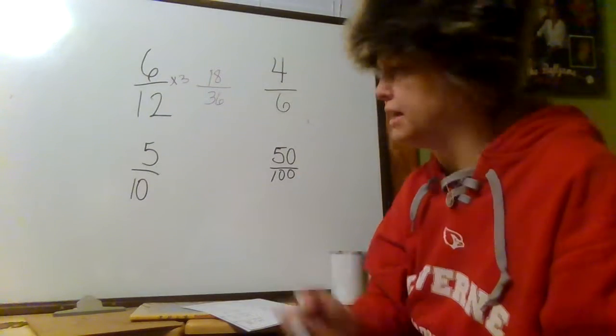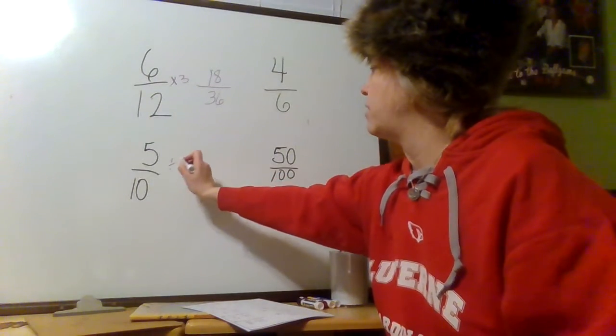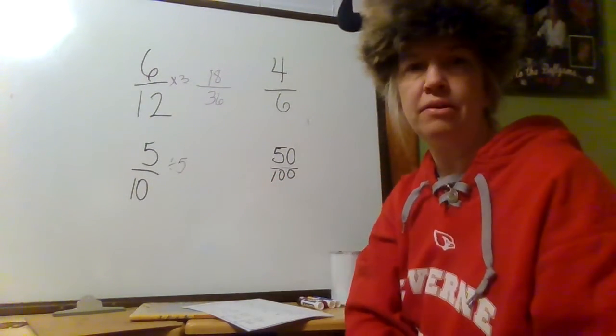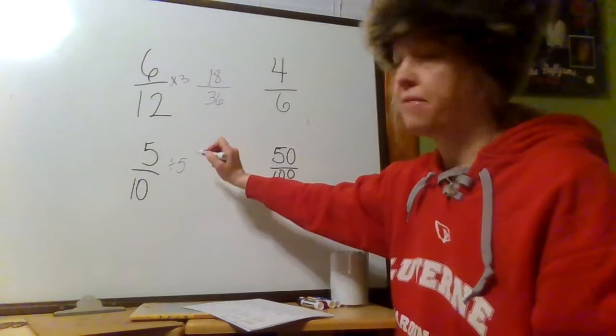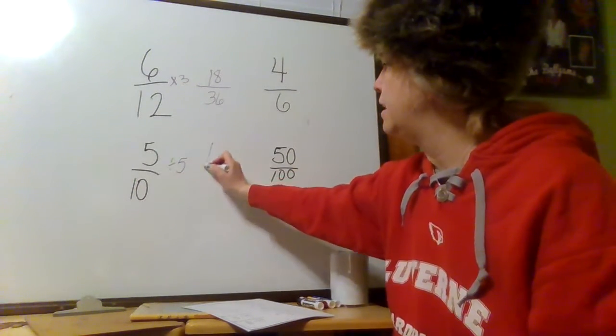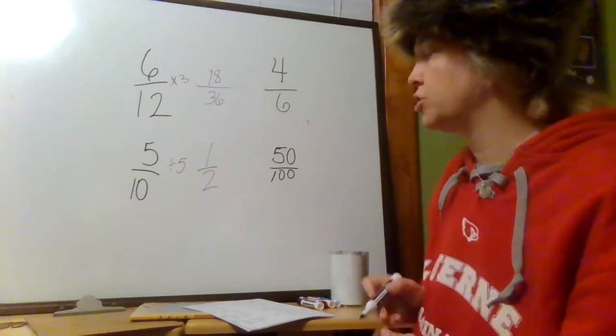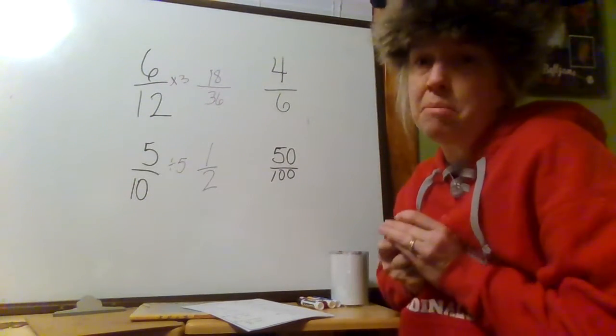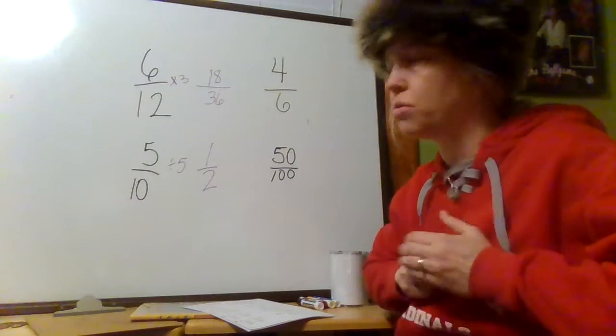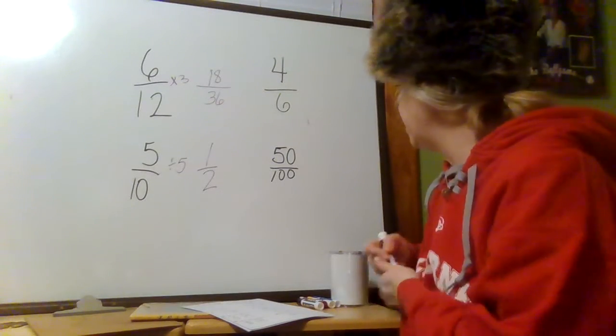Now, I could also divide, if you remember back. I'm going to try and divide this one out. I'm going to divide by 5, okay? So 5 divided by 5 is 1. 10 divided by 5 is 2. Remember, as long as you're doing the same thing to the top and the bottom, it does not matter. Then it is equivalent.